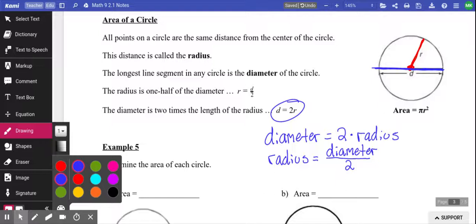So for the area of a circle, we use this formula over here that I just underlined in red. We say area equals pi r squared.